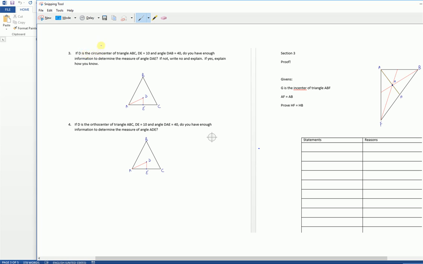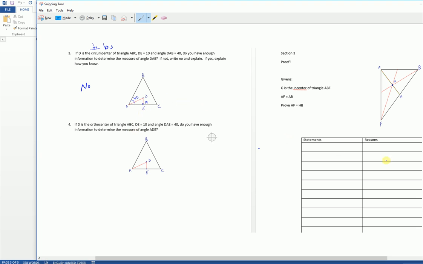So then it says if D is the circumcenter, and we know that that is from perpendicular bisectors, and that DE is 10, so this guy is 10 units, and that DAB is 40. Do you have enough to find out what DAE is? Can you find this guy? And the thing is, you can't. There's just no way to go about it. There's just not enough information. And so the answer is no, and there's really no way to find that information unless you found a way. And if you did, push back on this, but I don't think you can.